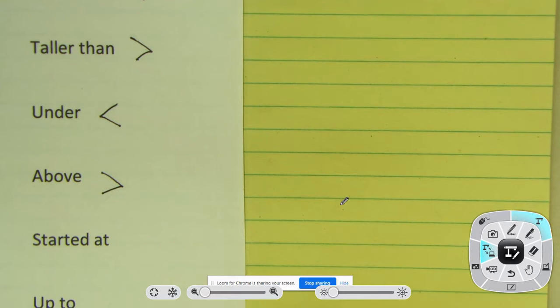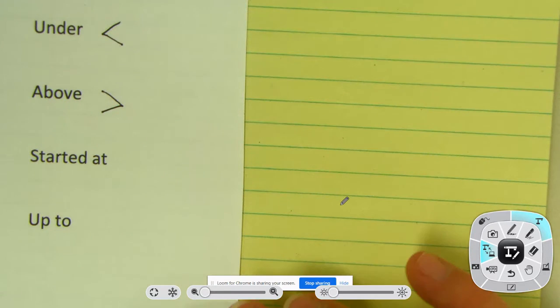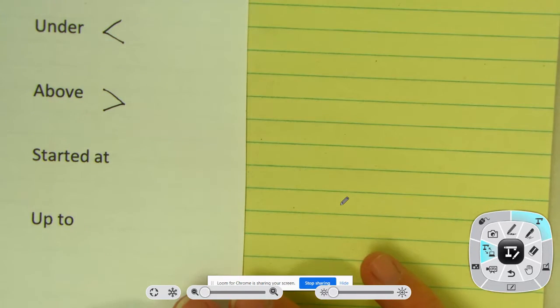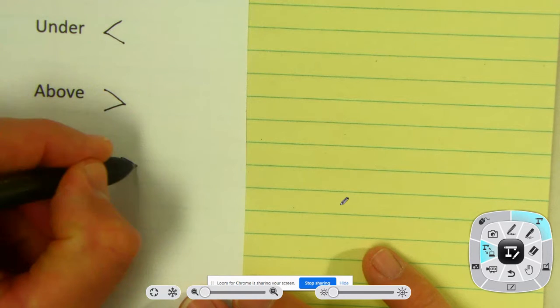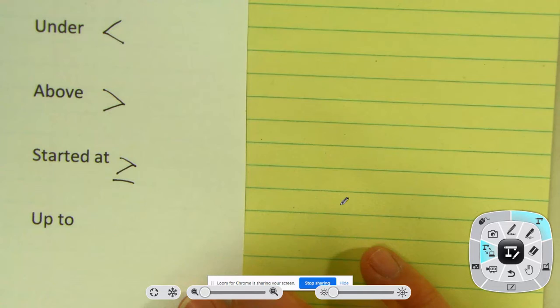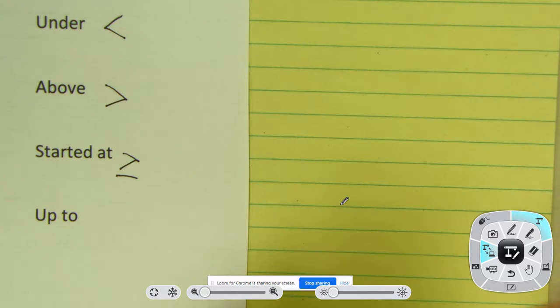What if I said today I started at $50 and I made more money? Well, that would be started. It could be equal to or it could be greater as I accumulate more in the course of the day. Sometimes the wording determines whether we're going to write less than or greater than. So you've got to read the complete sentence.